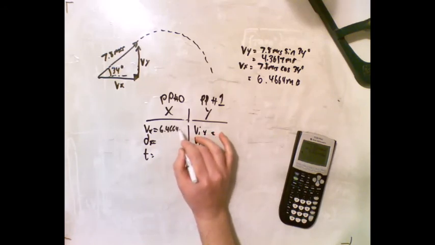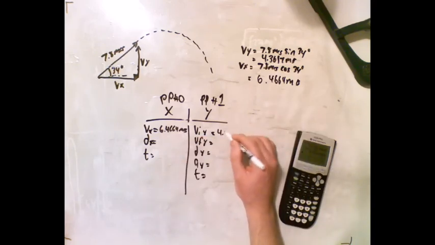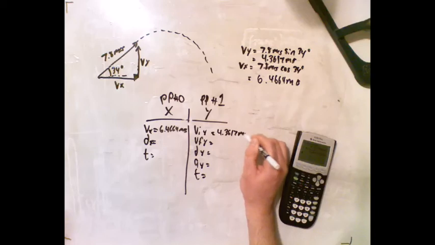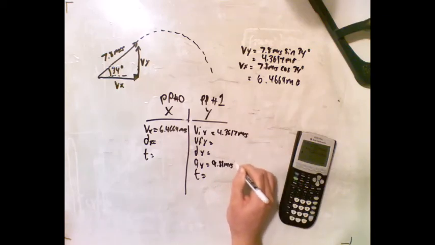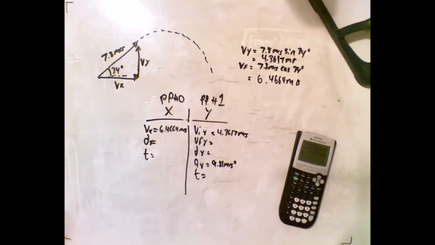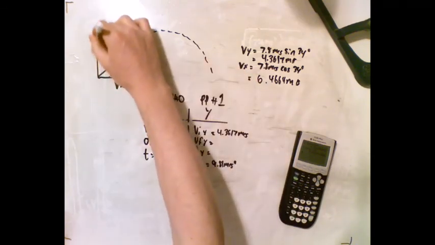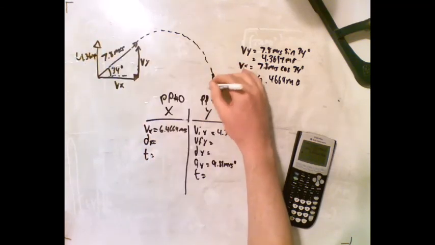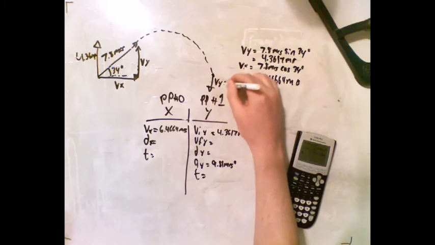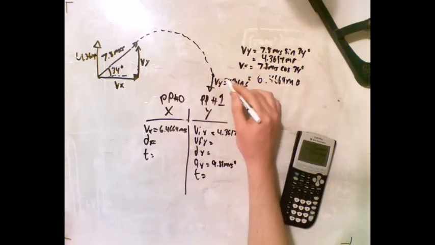6.4664 meters per second. And in the y, this is going to be changing, but this is my initial speed in the y. My acceleration is 9.81 meters per second squared because gravity is the only thing acting on it. And then the last one that we can fill in: if it's going up at 4.36 meters per second right before it hits the ground, it's going to be going down at 4.36 meters per second. But because it's going down, we're going to make this negative.